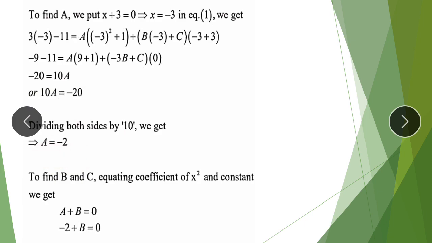Now we don't have any other value of x, so we can find the values of these two unknown values B and C by equating the coefficients.